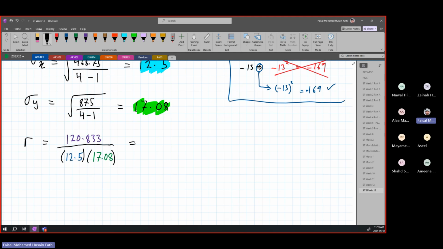And then we can find our linear or our correlation coefficient, which is going to be 120 something. 1 second. 120.833 divided by that. It's going to be 0.566. Okay. So this is the value that we got, 0.566.